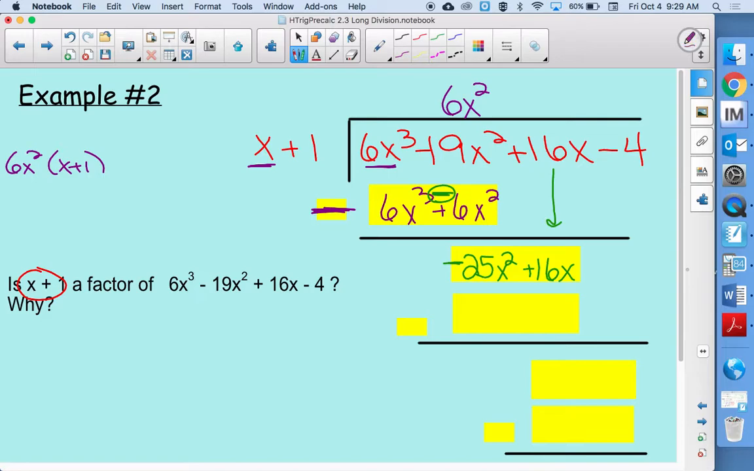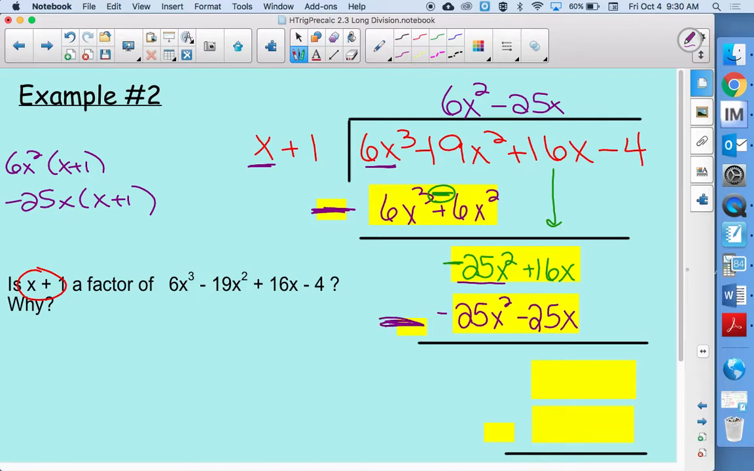And now we do it again. So Reese, we have an x, we want to multiply it to make 25x squared. So what do we multiply by? Negative 25x. And when you do that, what do you get? Negative 25x squared minus 25x. Big subtraction sign, which really means we're adding this, and then what do you have, Reese, when you add those together? 41x minus 4. Nice.